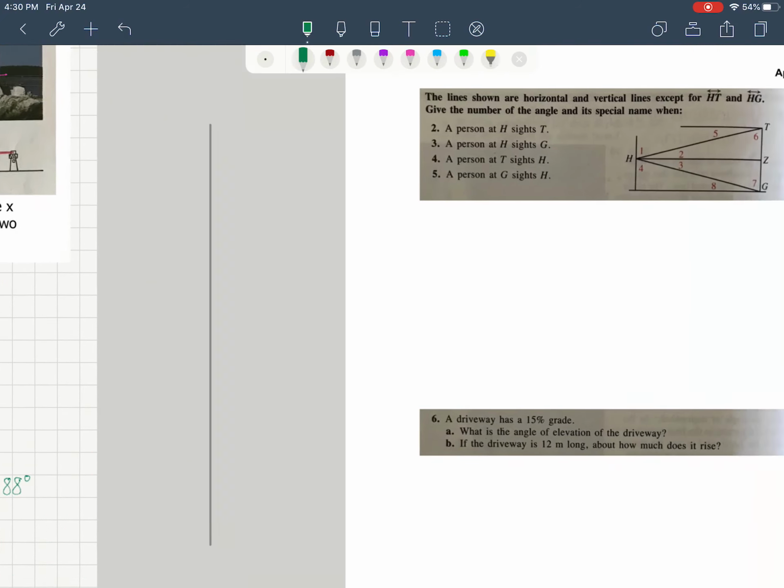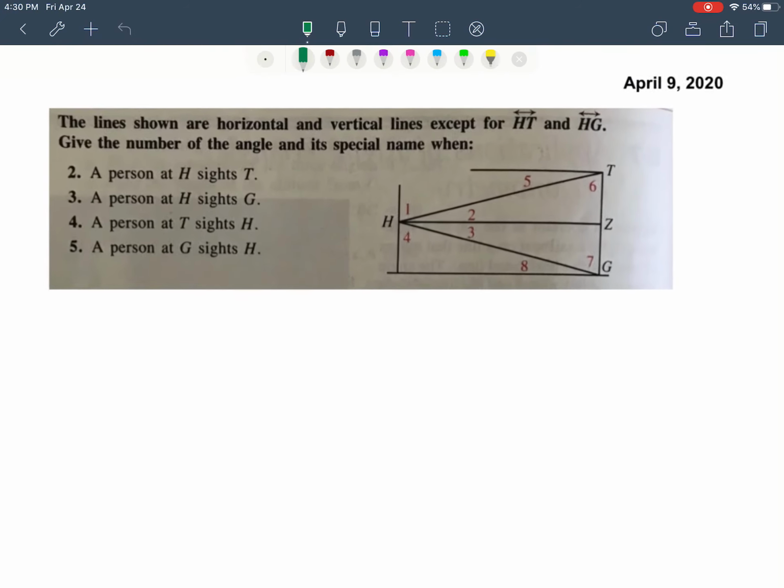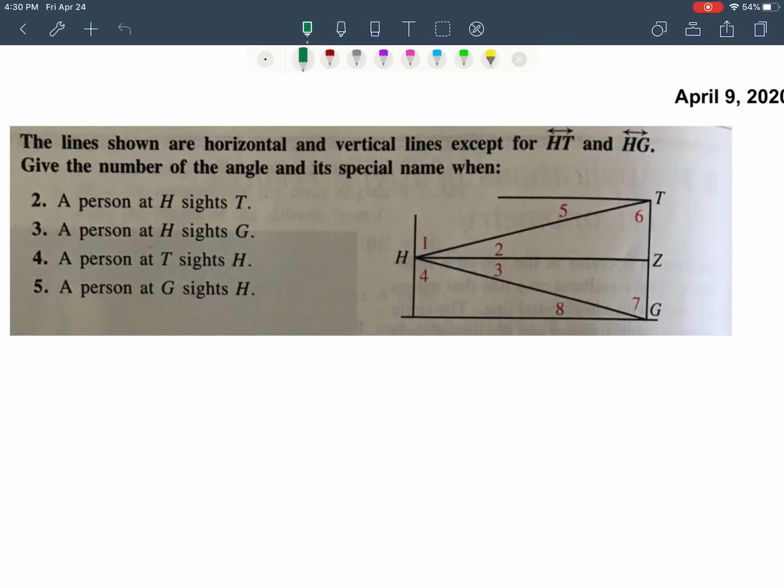So now what we're going to do is determine what types of angles we have. So what angle is this? We're going to give the number of the angle and its special name when a person at H cites T and so on.